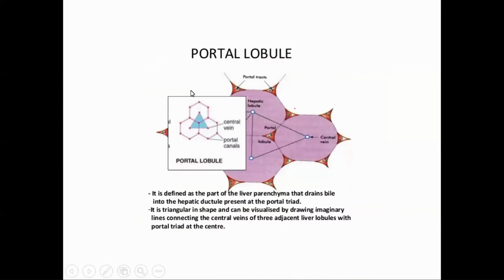Now, what is a portal lobule? See this triangle, this blue one. It has a portal tract in the center, and it has three central veins, not hepatic veins, central veins. That is this, and this. So this is the portal lobule. See, this is the central vein, and the portal tract. So this is a portal lobule.